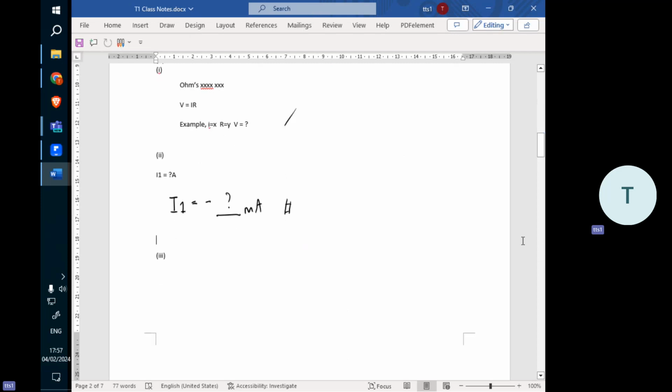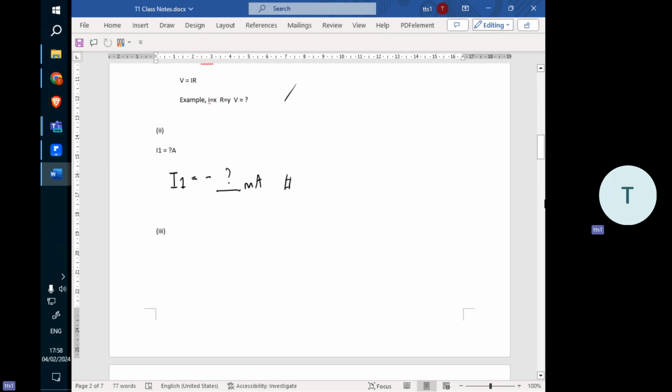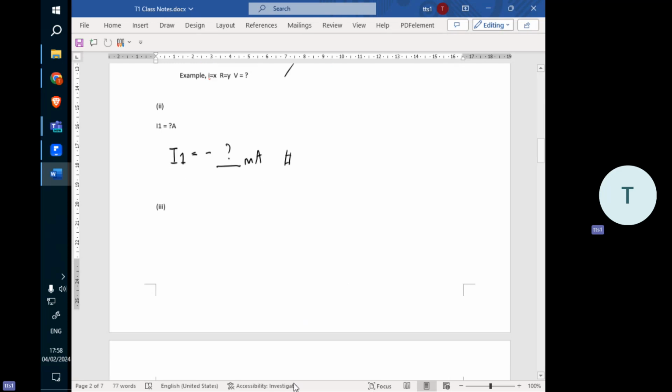Also, if you observe the circuit, this node is close to the negative, so it's going to be minus, and the magnitude is 6 volt. The potential here is 6 volt, and this node is near the negative terminal. So this node, same as this node, is 6 volt. So from there you can tell the answer is negative. You can tell the answer is negative from the observation.